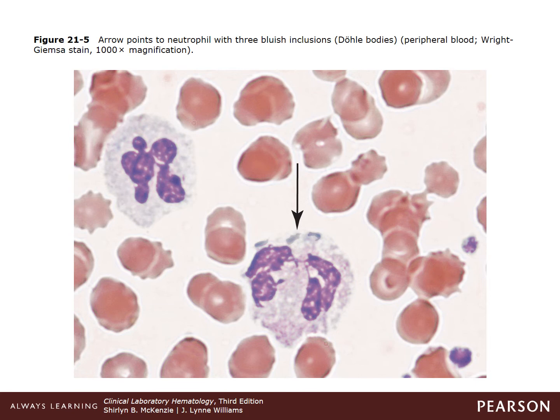So the arrow is pointing to one, and these are light grayish blue inclusions in the cytoplasm of neutrophils and can be found in eosinophils as well. They're usually at the periphery of the cell and are composed of aggregates of rough endoplasmic reticulum. So here they're seen in severe types of infections, burns, and as a result of toxic drugs.